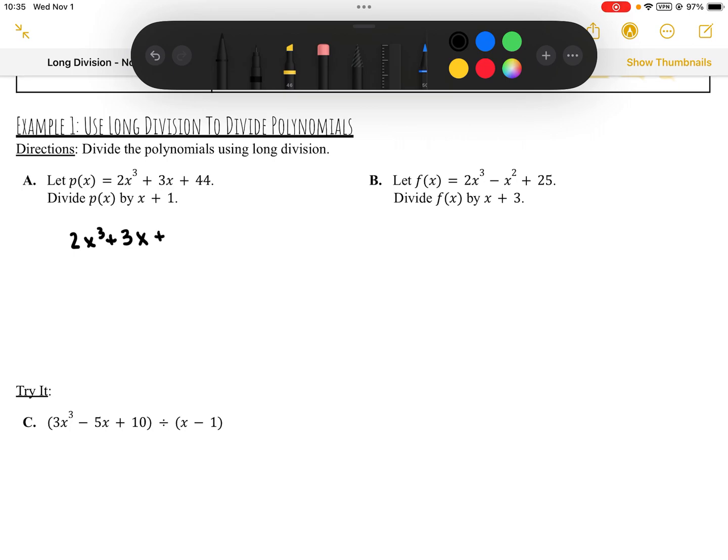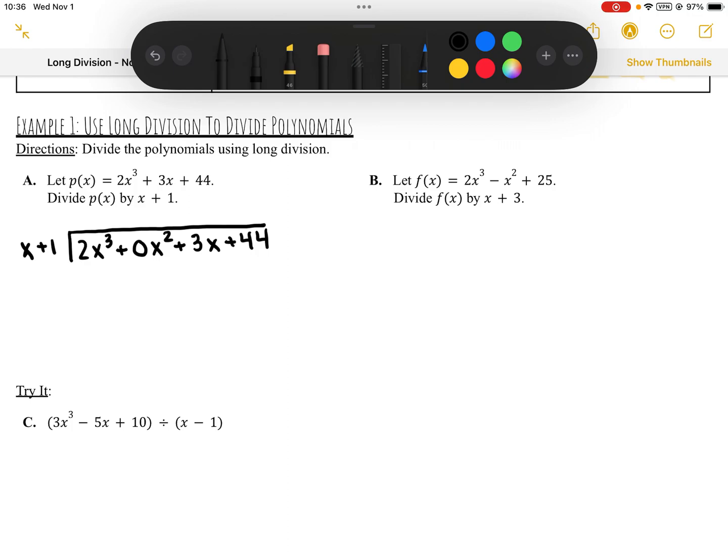Oh, one thing I forgot to mention before I write this. You have to make sure you are not missing any of your terms. So if you're missing an x or an x squared, you need to put it in as 0. So I have 2x cubed. Next, I have x. Okay, I don't have an x squared term, so I'm going to have 0x squared. I have to put that placeholder in there. And then I'm going to have plus 3x plus 44. Okay, and that's all going to go underneath my division symbol. And on the outside, I'm dividing by x plus 1.